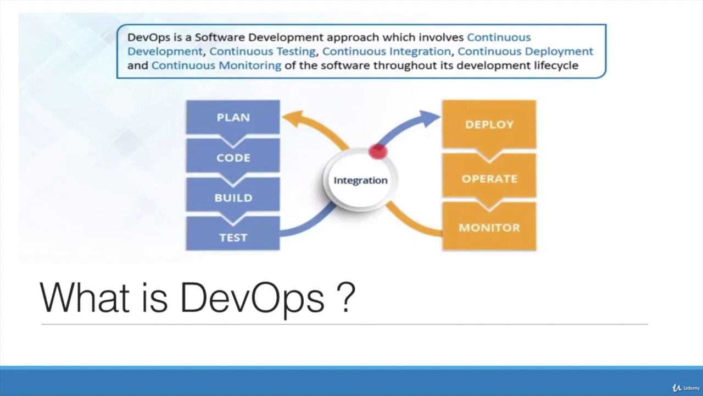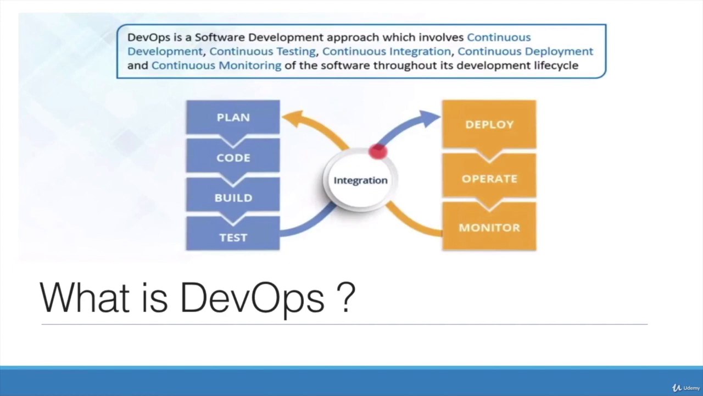So it includes plan, code, build, test, and after the test, deploy it, operate it, and monitor it. If we are facing an issue, then again go to plan, code, build, test, and again deploy it, operate it, and monitor it. This is a complete never ending cycle, so we have a sign like this, which is the infinity sign of the DevOps.